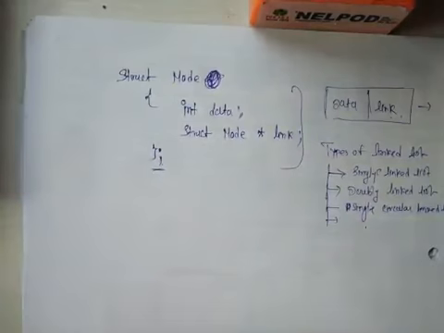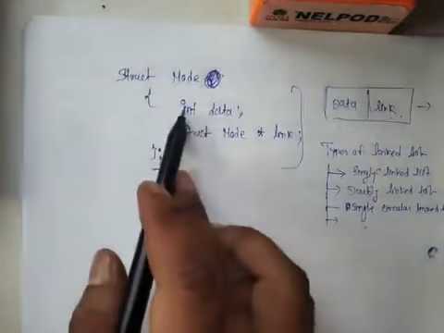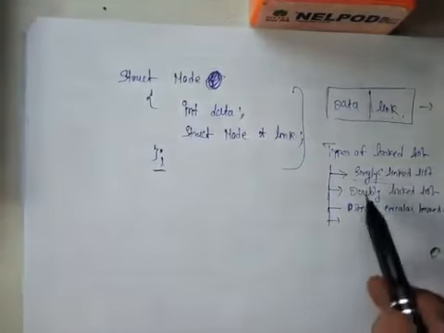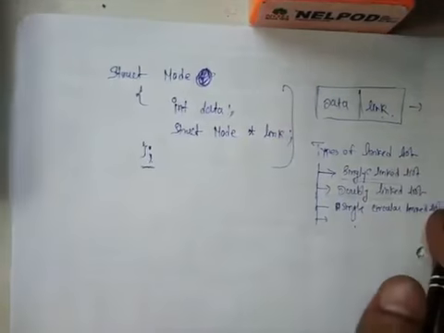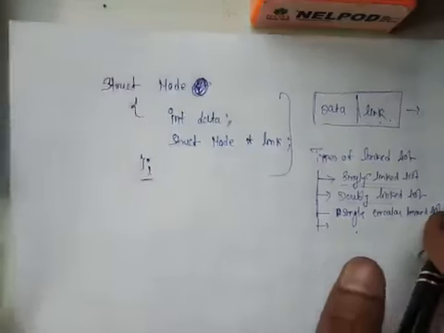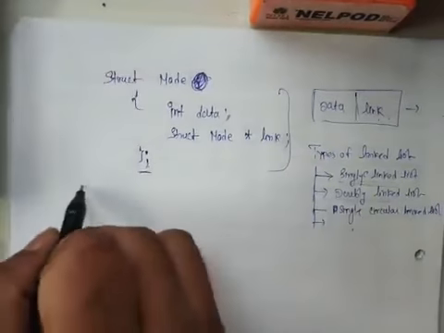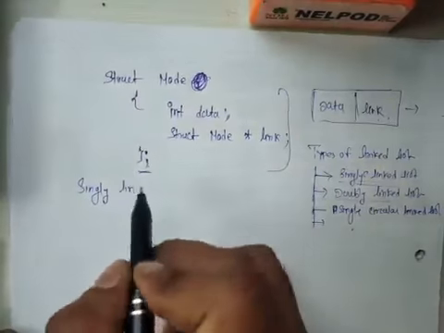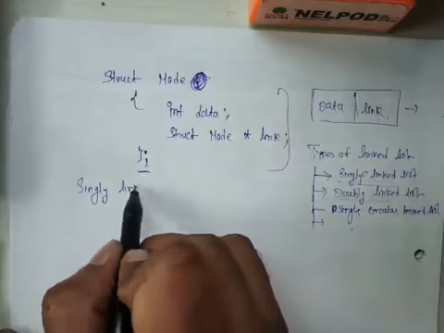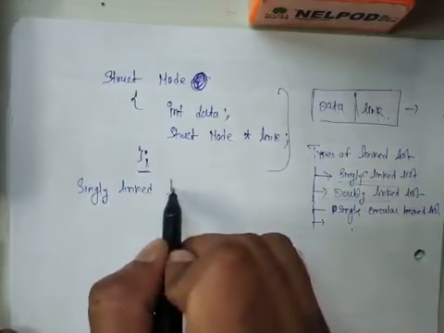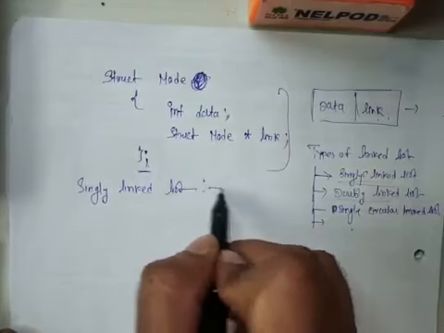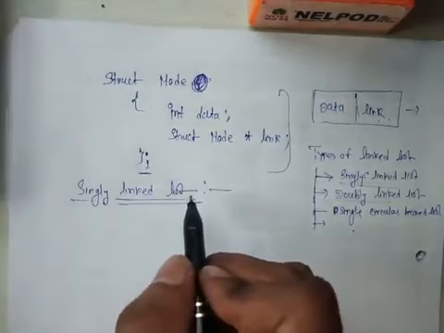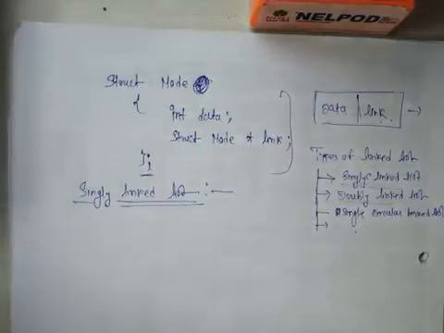First, we are going to start with a singly linked list, then we are going to see doubly linked list. So, starting with a singly linked list, we are now going to see the basic operations which we are going to perform on it.